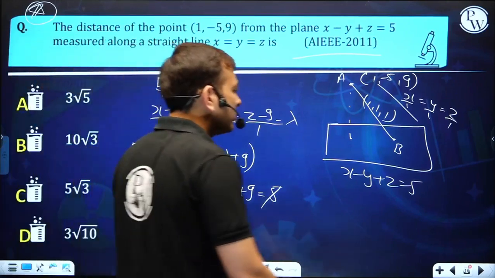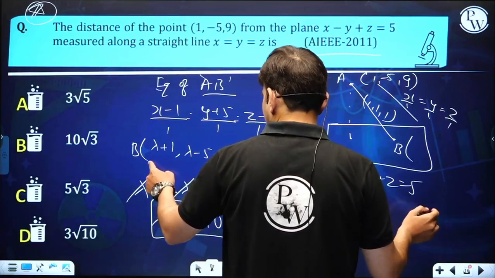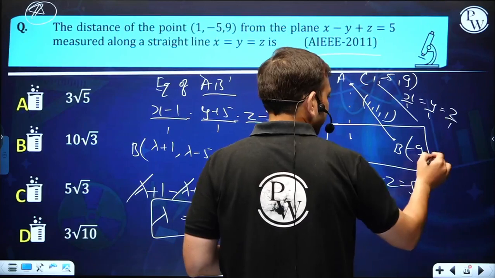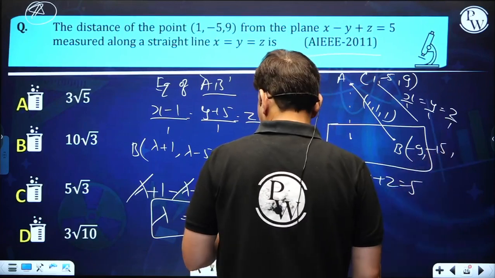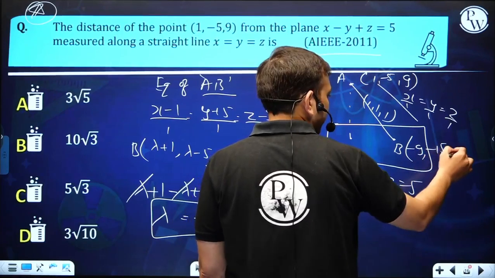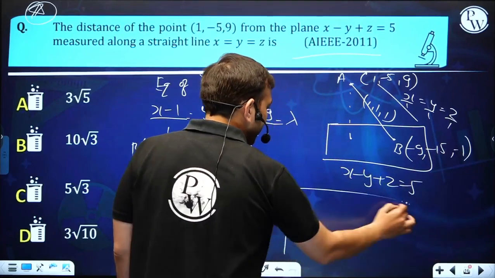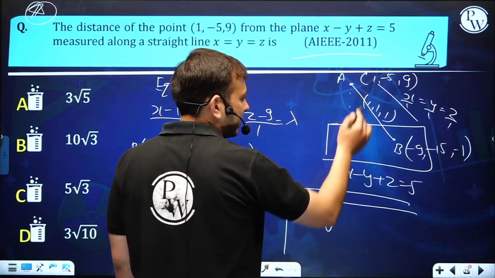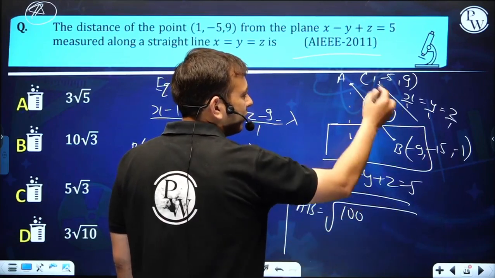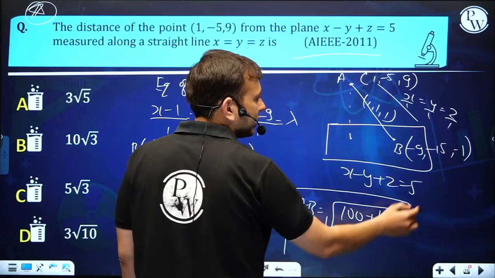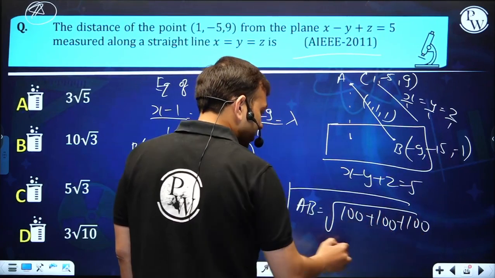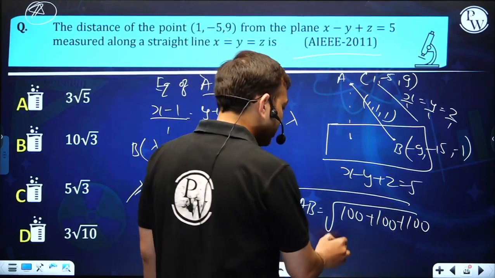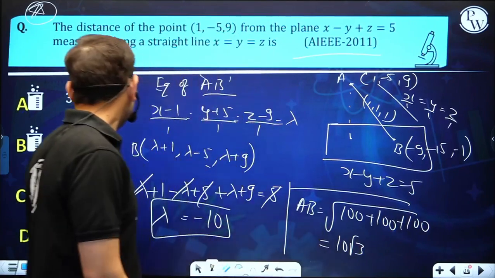Minus 10. So what will be the B point, sir, then? Substitute here: minus 10 plus 1, minus 9. Minus 10 minus 5, it's minus 15. And then minus 10 plus 9 is minus 1. So ultimately you need the distance. So AB, distance formula. Minus 9 minus 1, 100. 15 plus 5, 10, so again 100. Again 100. So it will become 300. So it will be 10 root 3.